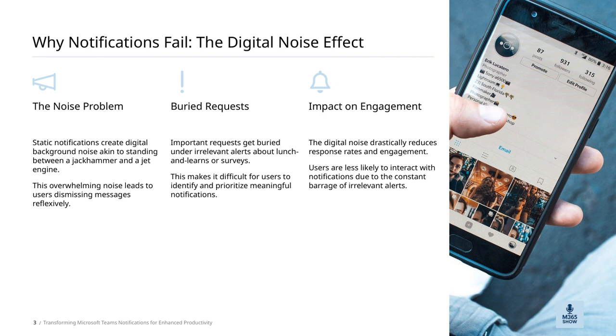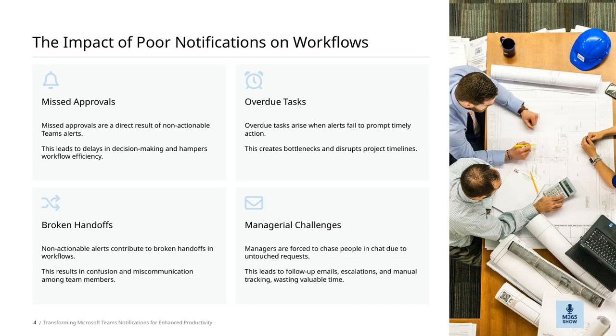If we want to improve how notifications work, we need to find ways to cut through that chaos and make meaningful messages stand out. Let's take a closer look at how poor notifications can really impact our workflows. When notifications are not actionable, managers often find themselves having to chase people in chat to get things done. This leads to a lot of follow-up emails, escalations, and manual tracking, which can waste a significant amount of time and energy.